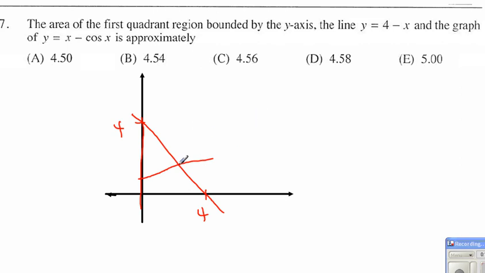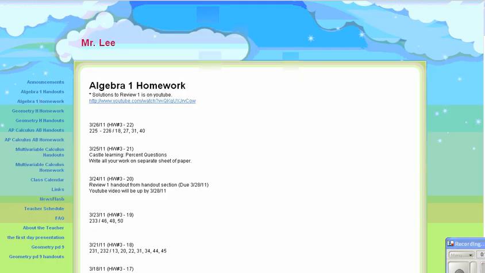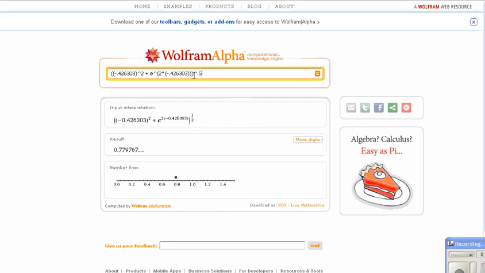Then what are we going to do? We're basically going to have to find the intersection first, right over here. And then we have to take the integral from 0 through that particular point. Upper function is 4 minus x, minus the lower function, x minus cosine of x, dx. Now, using our calculator, we should be able to plug in these things and get our answers. First, let us find the intersection between those two. So I'm going to go back to this. Four minus x is equal to x minus cosine x.